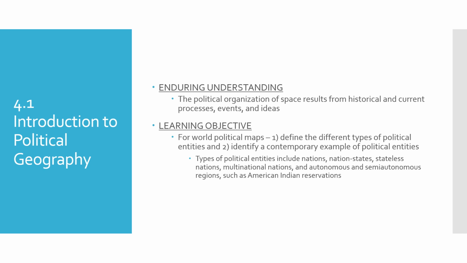So 4.1, we're looking at basically the introduction to political geography. We're looking at, for world political maps, being able to define the different types of political entities and identify a contemporary example of those political entities. So in essence, what we're looking at here, and I don't believe I've got, so we might circle back.